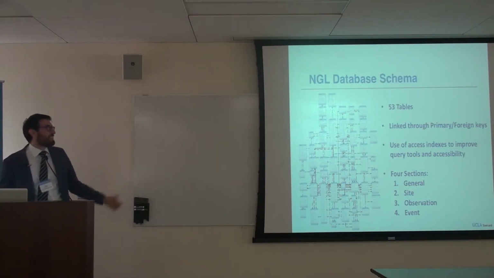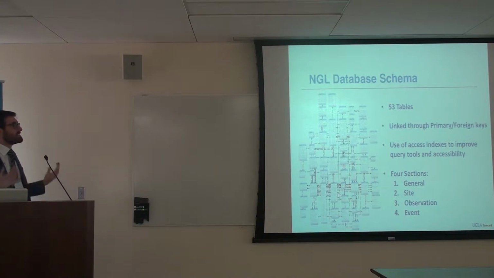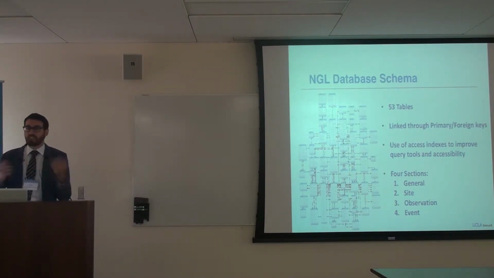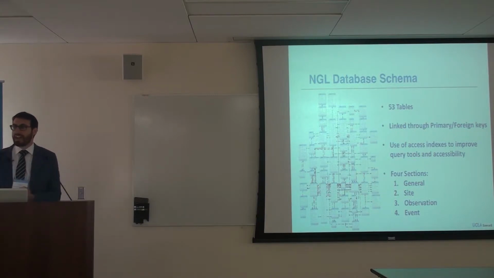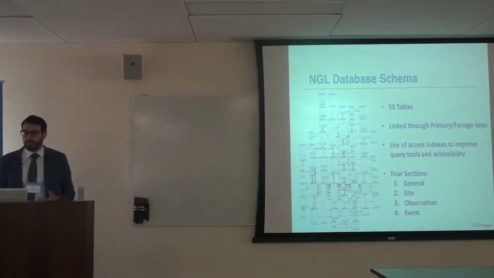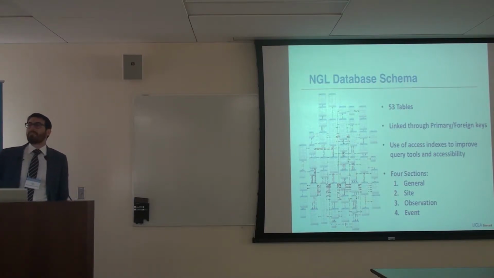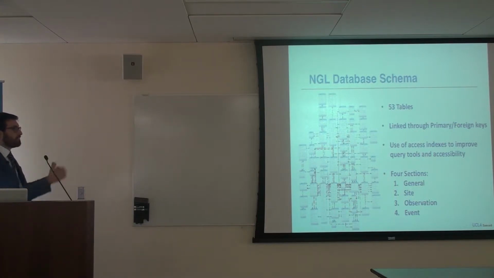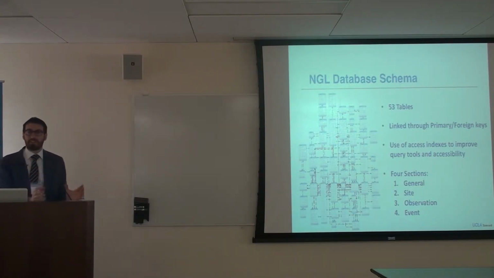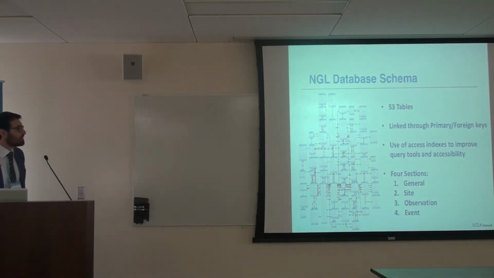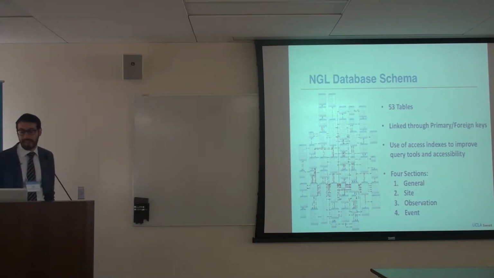So the NGL database schema has 53 tables. You can see here there are a lot of interactions between tables that are set forth using primary and foreign keys. And of course, we have several subsections within the database. I'm going to talk about four main sections: general information, site, observation, and the earthquake event causing that liquefaction to happen or not happen in the database.